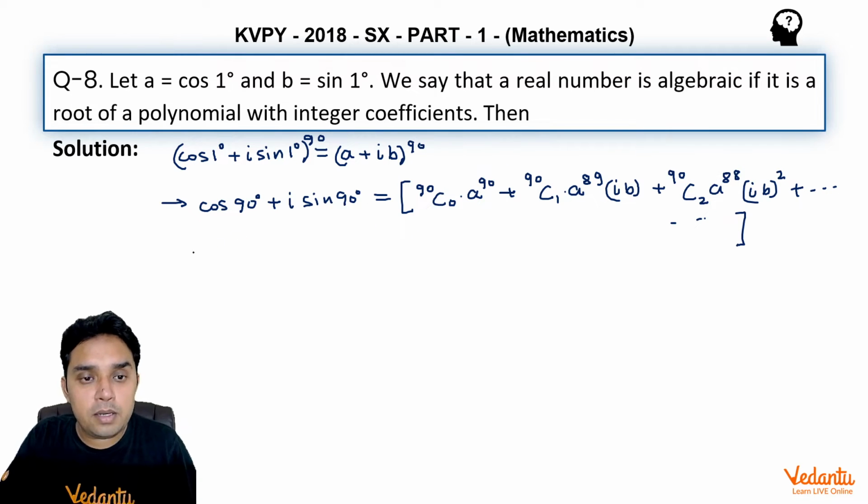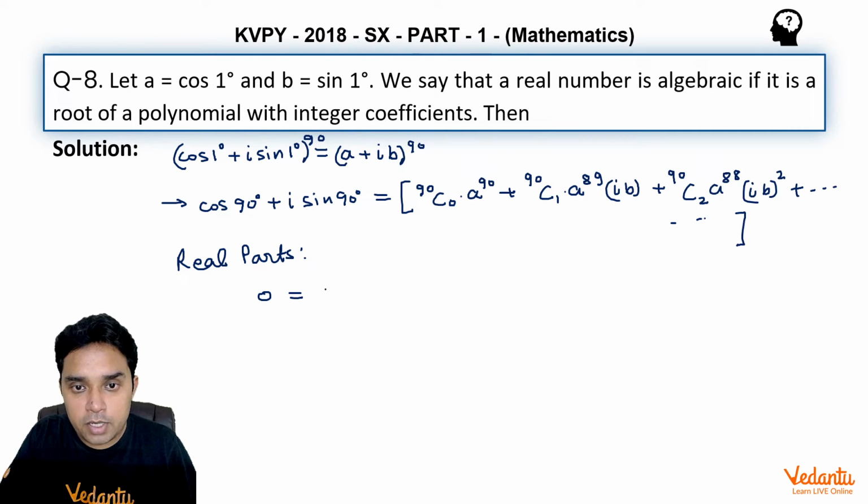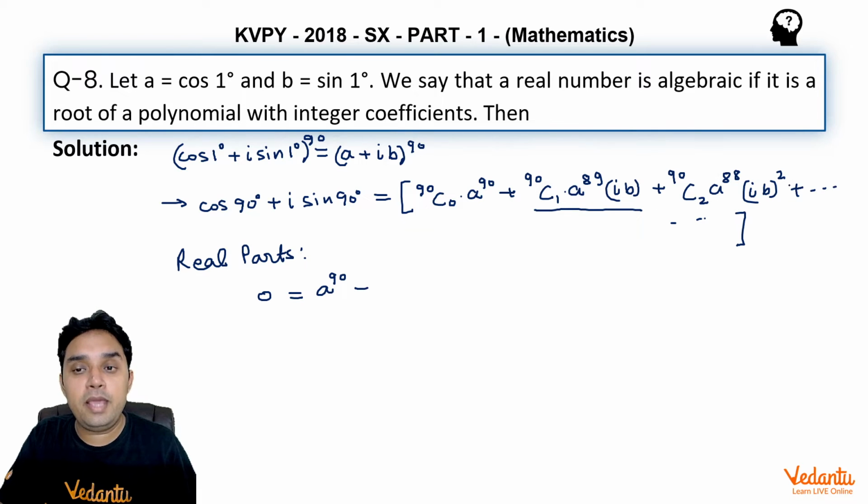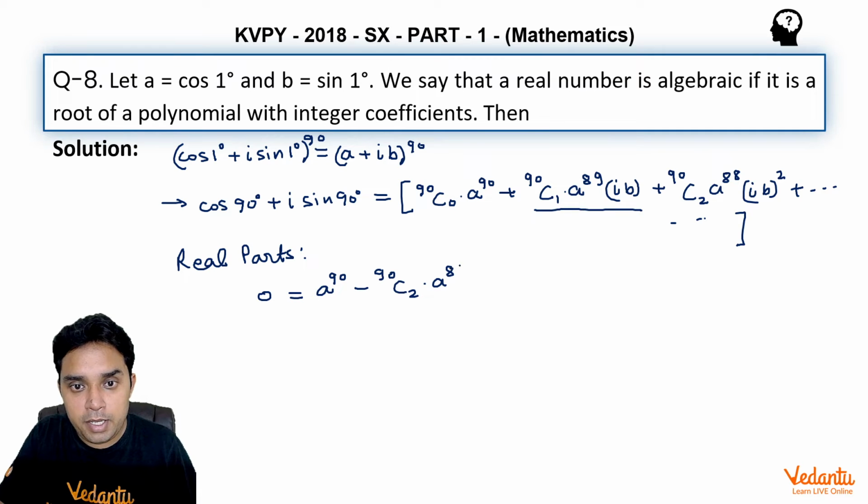Now compare the real part on both sides. We get 0 on the left hand side, and on the right hand side it will be A power 90. Then the third term will be in the real part, because of iota, and it will have a minus sign because iota square is minus 1. So we get 90C2 into A power 88 into B square. The next term could be 90C4 A power 86 into B power 4 and so on.